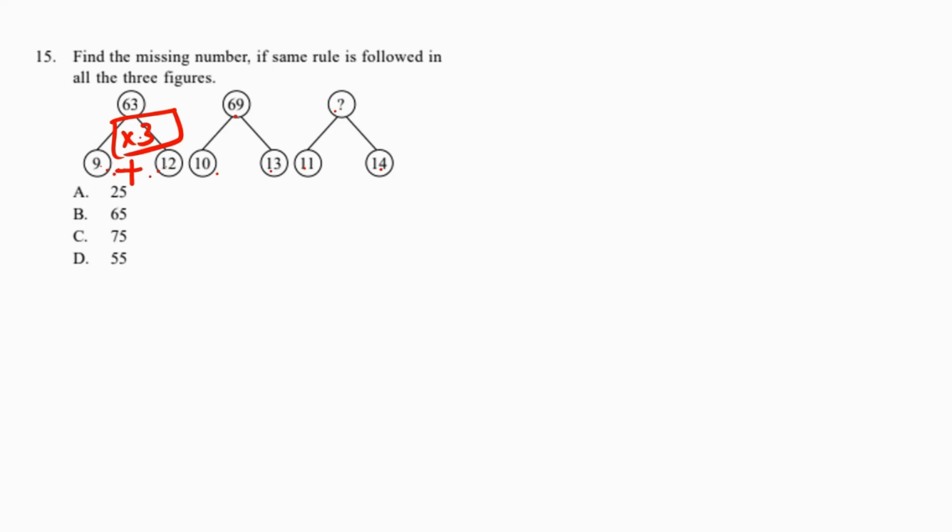12 plus 9 is 21, into 3, 63. 13 plus 10, 23, multiplied by 3 is 69. So 11 plus 14 is 25, multiplied by 3. So 75 would be the missing number. Option C is the answer.